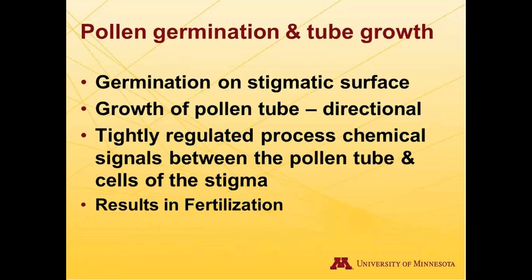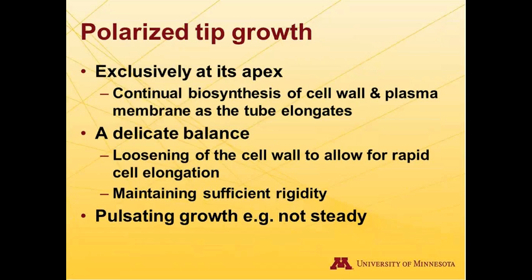Whereas when it's another pollen, the cells in the stigma really interact and favorably help the growth of that pollen tube, which again results in fertilization. So this pollen tube grows, and it grows at the apex, and this is amazing. I mean, it grows right at the tip, and it continues to grow at the tip.